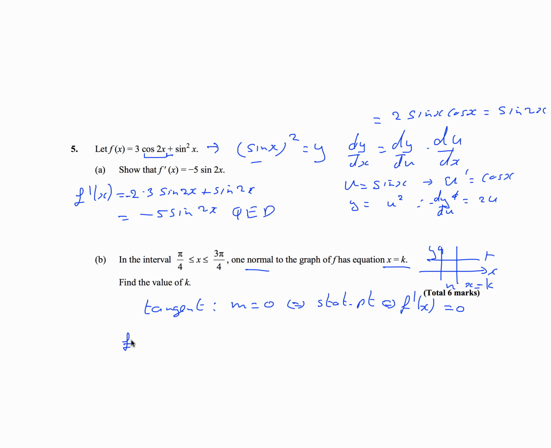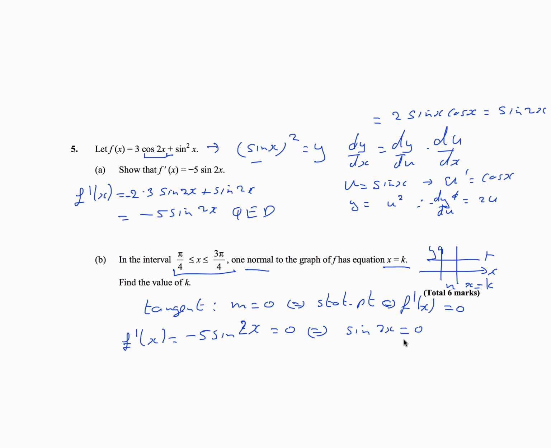So f prime of x is equal to minus 5 sine 2x, which is equal to 0, which means that sine of 2x is equal to 0. So sine is the y coordinate on my unit circle, so the y coordinate is 0 at 0 degrees, but 0 degrees is not included.